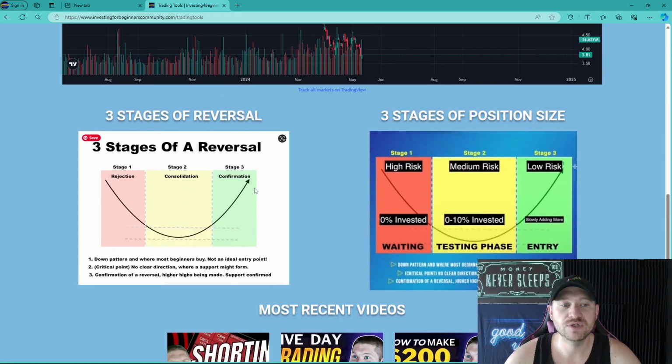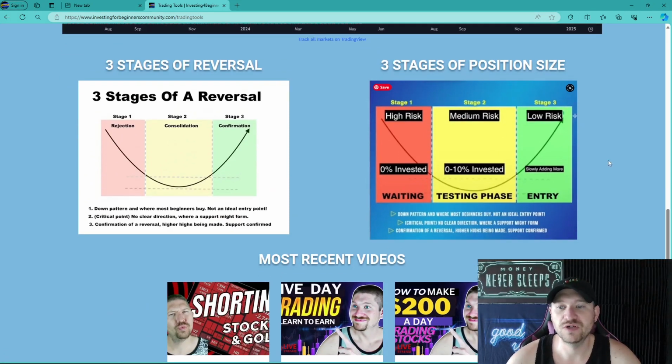Now the chart that I really wanted to show you was the 3 stages of position size. I'm testing the waters in this area here, the testing phase or the consolidation level, right? We're finding support right here at these support levels, and then I'm slowly adding to my position as this company starts to go up. Very important tool to have and use.